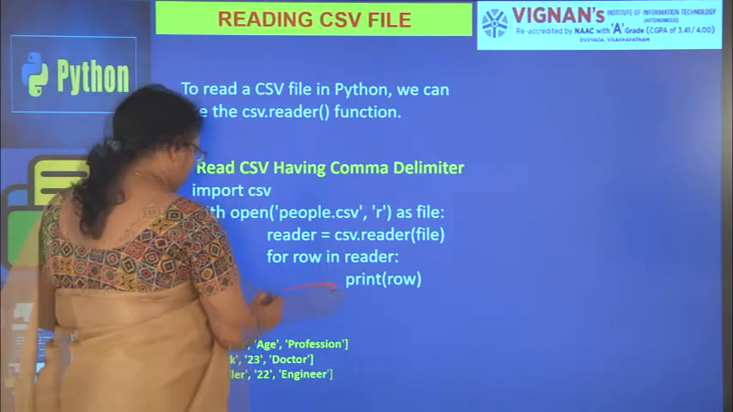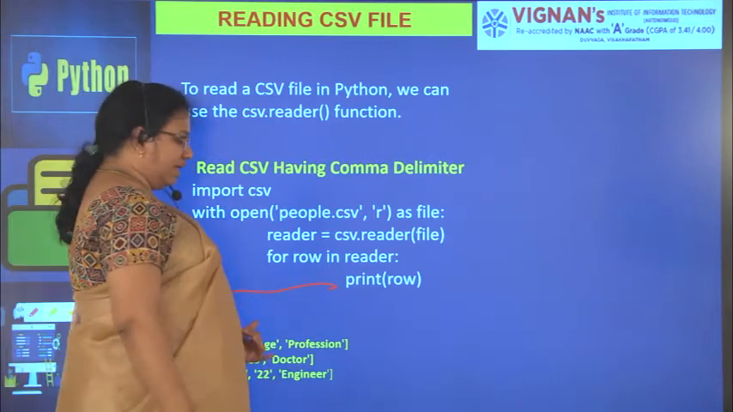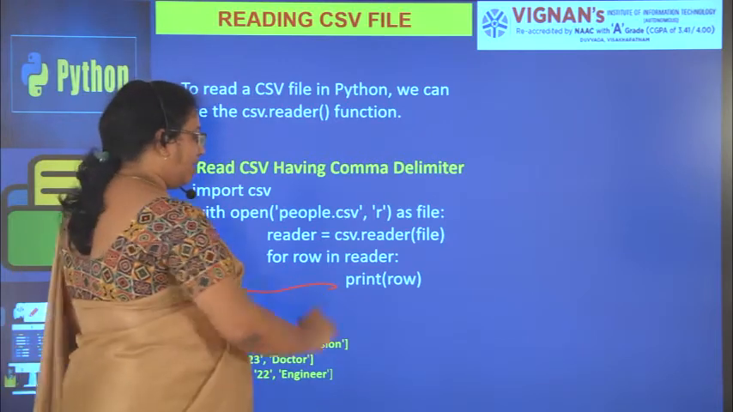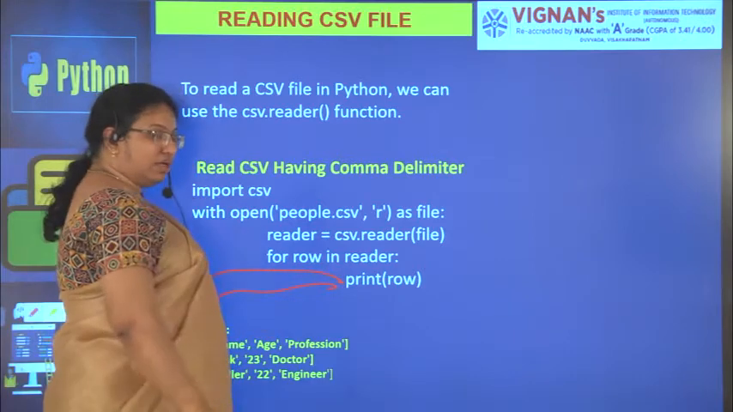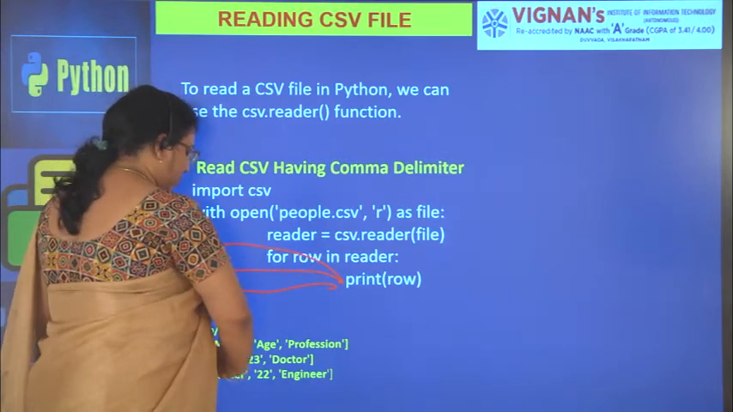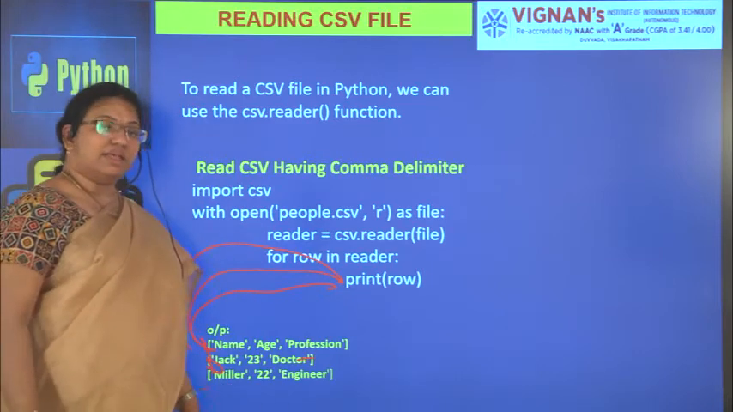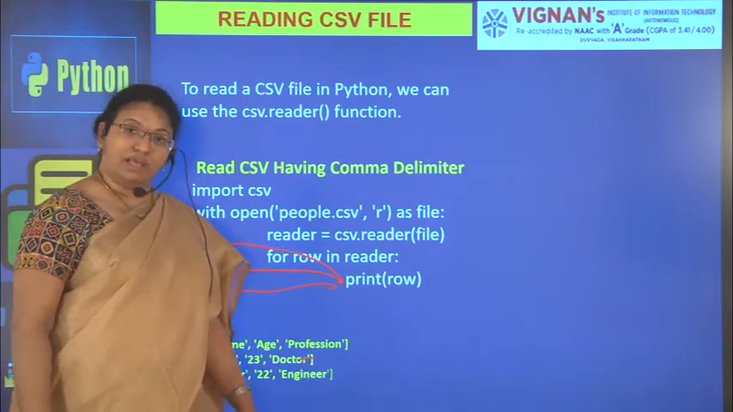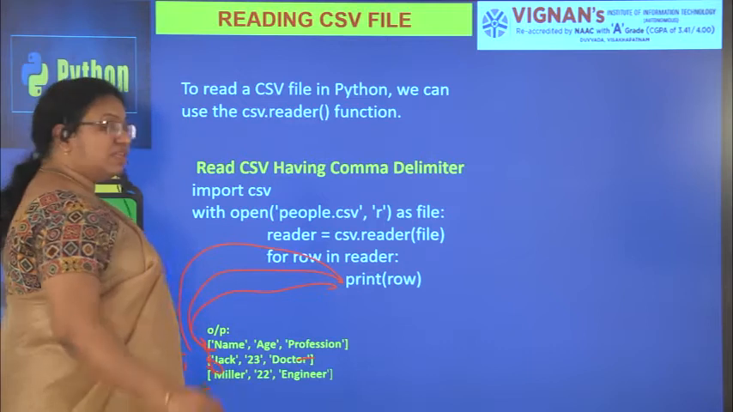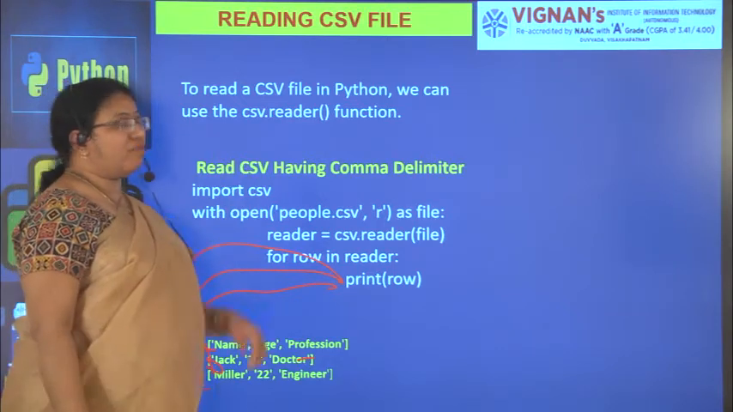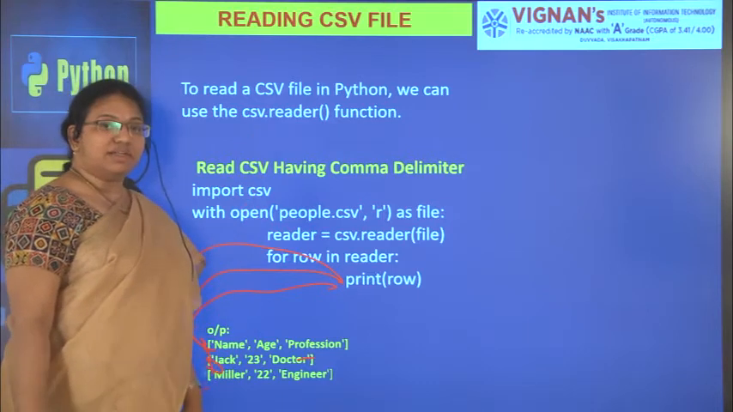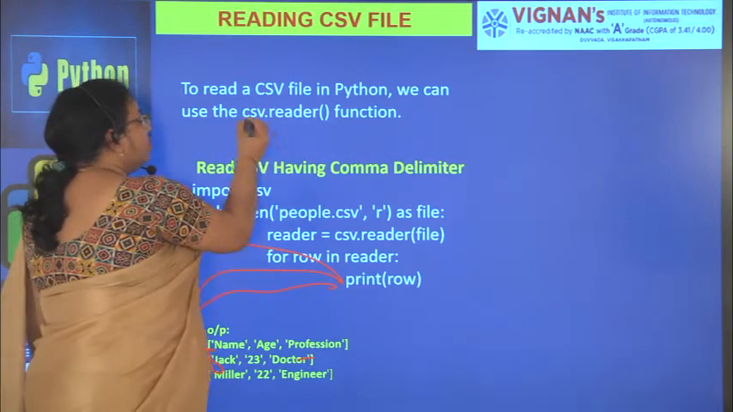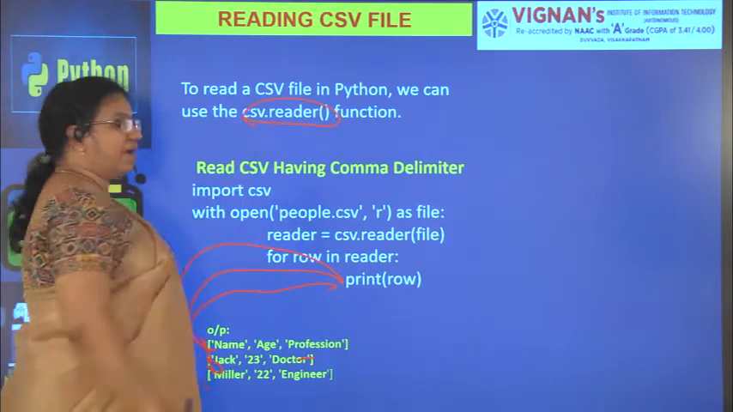So first, the row with name, age and profession will be printed. Again, when it increments, Jack 23 doctor will be printed. Then all the rows that are present, and the third one, Miller 22 engineer, will be printed. In this way you can read content from your CSV file, and the function we use is the csv.reader function.